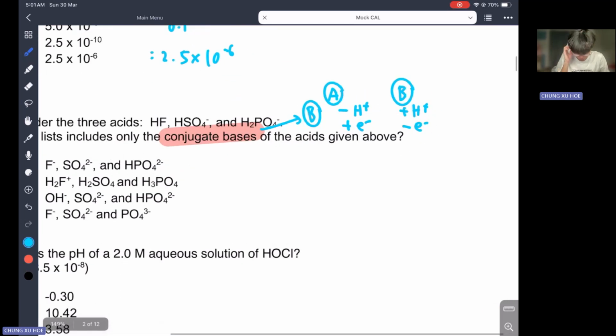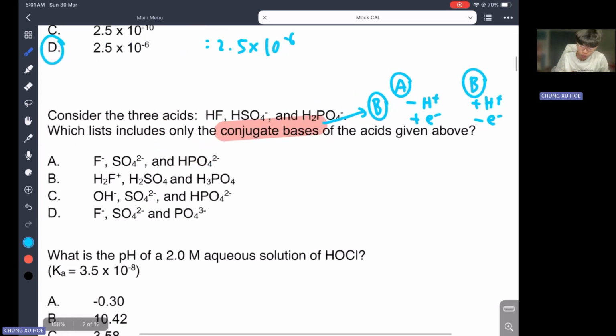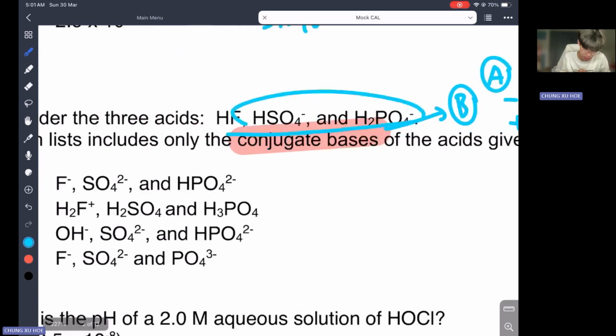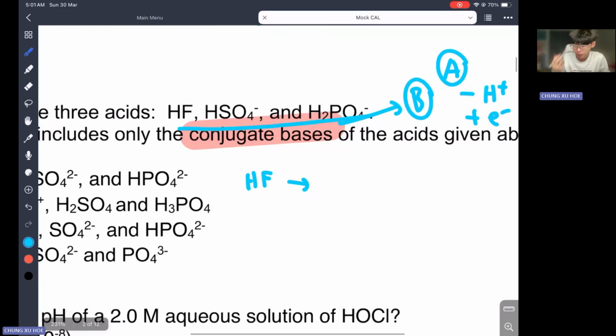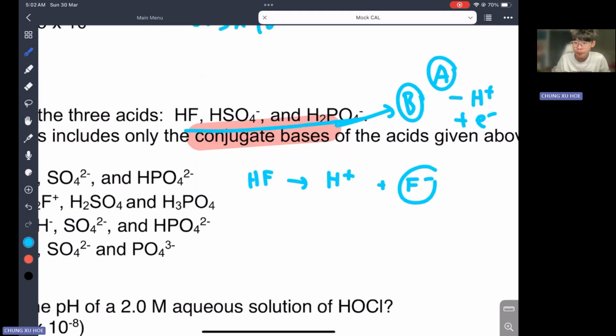So here, since we know that acid is going to lose a hydrogen ion, okay? So here, 3 given acids. HF loses a hydrogen ion, no? So it will be H plus and F minus, you gain 1 electron. Okay, so which one is your conjugate base? Here's the acid, this is going to be your conjugate base, your F minus is your conjugate base. Is that okay?